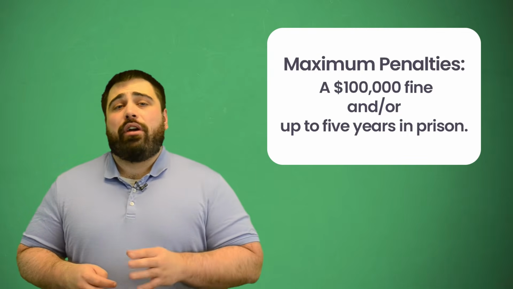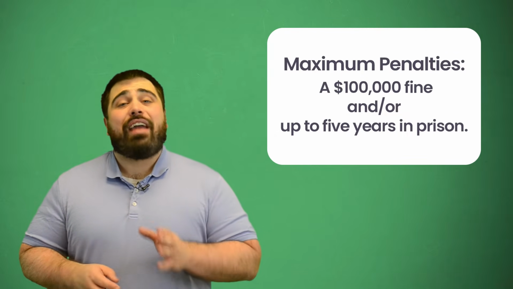The second tier for criminal HIPAA violations involves the wrongful disclosure of individually identifiable health information committed under false pretenses. This last part is what differentiates it from Tier 1. The maximum penalties involve a $100,000 fine and/or 5 years in prison.